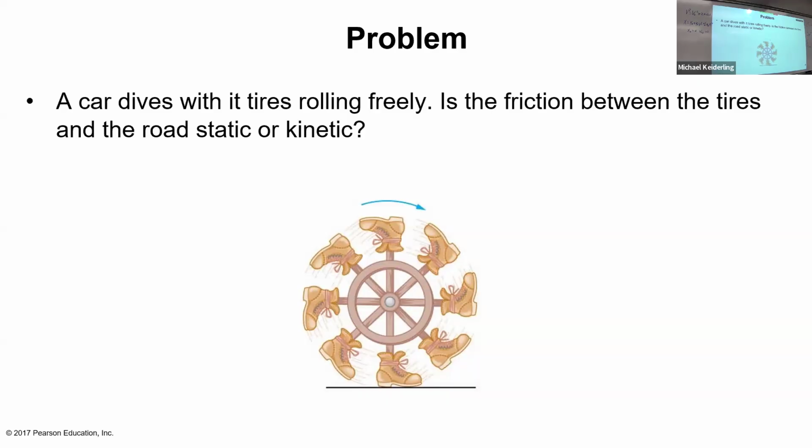When you have something rolling, as it rolls, the point of contact doesn't move relative to the surface. You just have the next bit of the ball move down into contact. So the point where it's touching is always not moving. And so you have static friction.